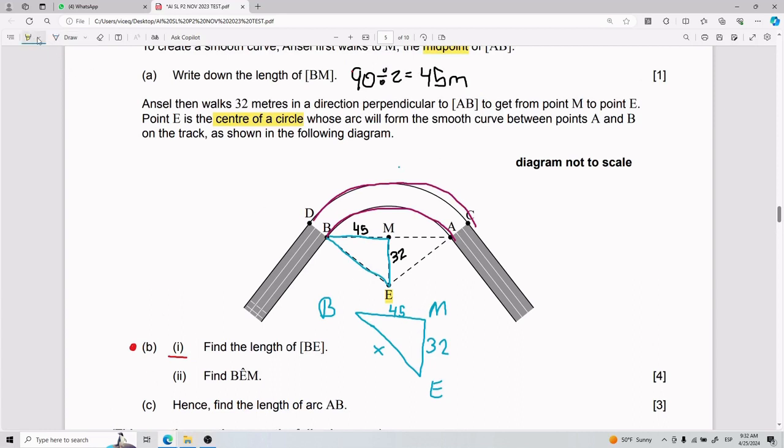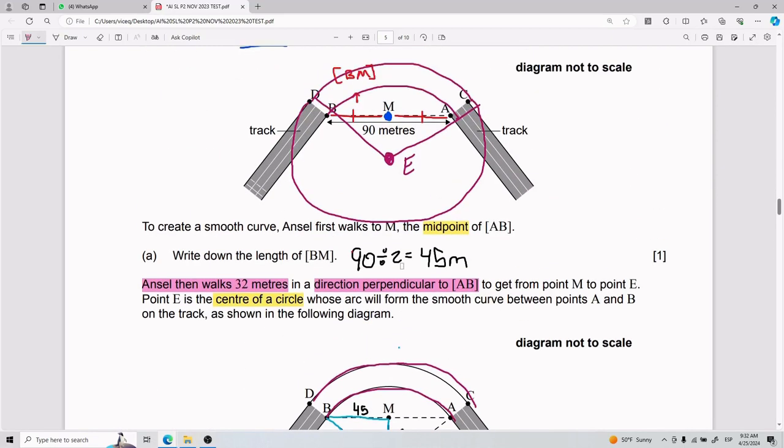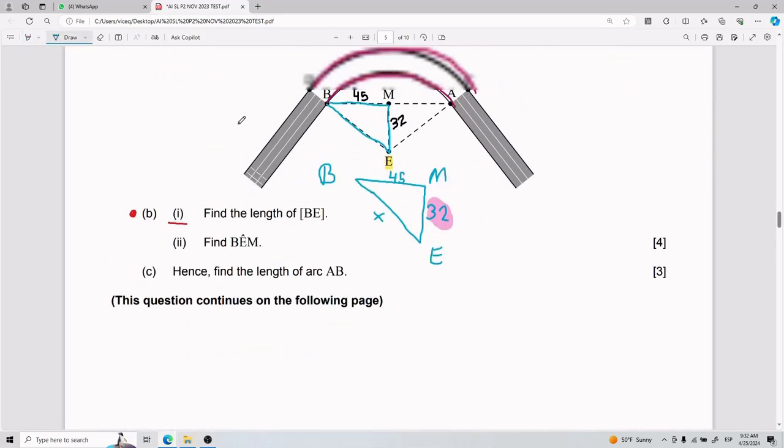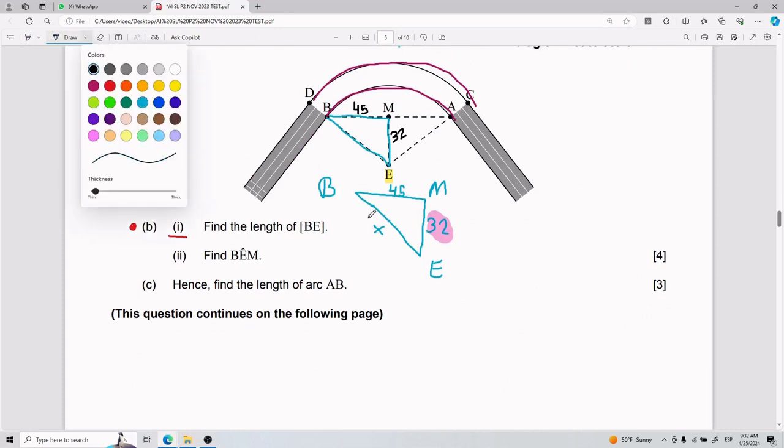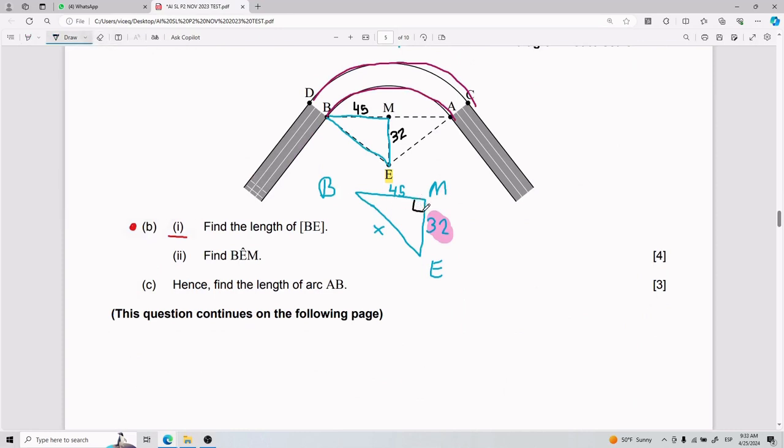Yes, you do. Here they tell us, and I didn't point it out earlier, in case you might have noticed it, that Ansel then walks these 32 meters, which is the 32 I put right here, in a direction perpendicular to AB. So if it moves in a direction that is perpendicular, that means we've got a 90-degree angle right there.